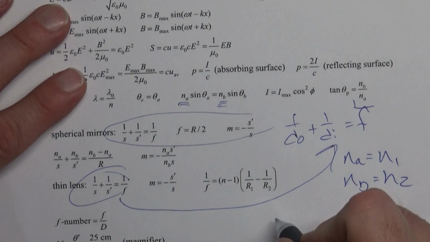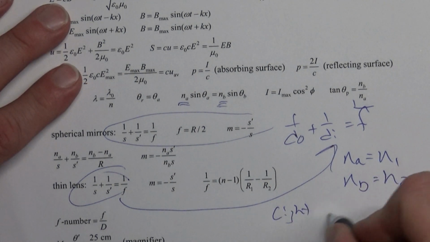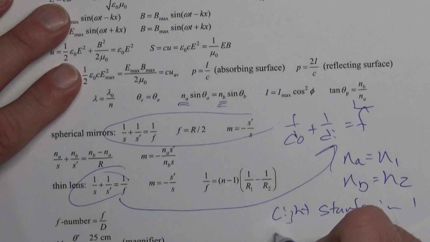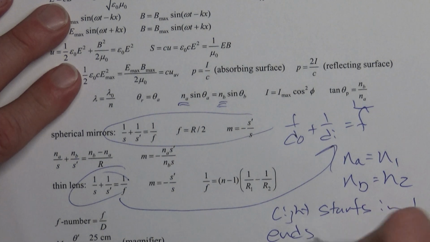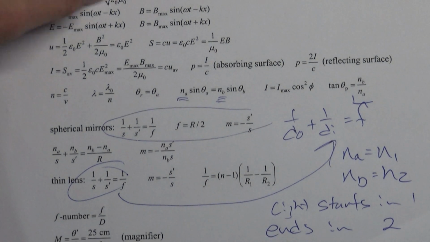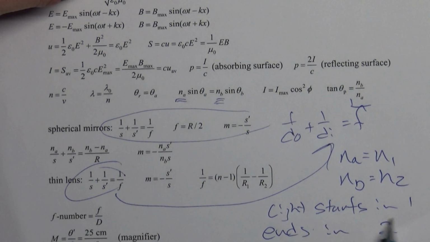Now, the reason for that is light starts in 1 and ends in 2. So if I'm looking at fish in the water, the light starts with fish and goes to my eye. So we would use the index of refraction for water first as 1, and the index of refraction of air is 2. Okay? So I don't like his notations on all these.